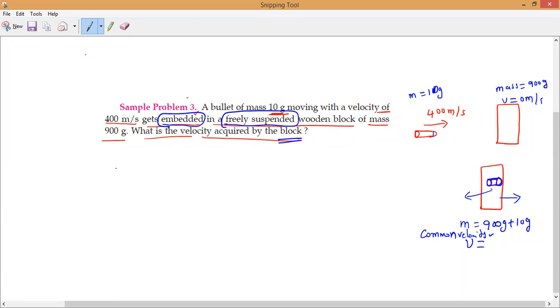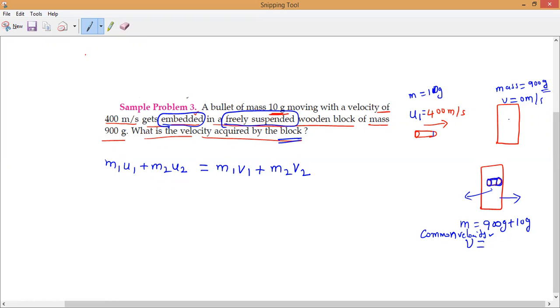Once again, let me try to understand what the law of conservation of momentum formula is. M1 U1 plus M2 U2 is equal to M1 V1 plus M2 V2. Is it understood? Now, let me consider the mass of the bullet is 10 grams and the initial velocity of the bullet is 400 meter per second. Now, the mass of the wooden block is 900 grams.